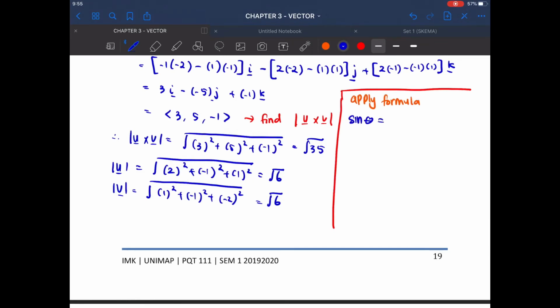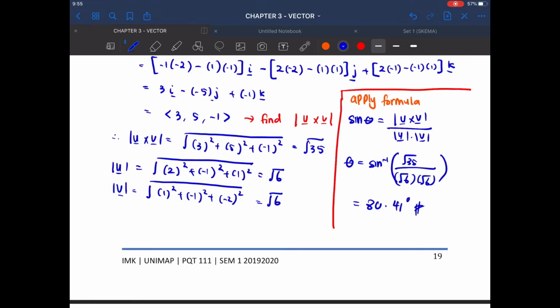Sine theta is equal to magnitude of u cross v divided by magnitude u multiplied by magnitude v. So theta is equal to sine inverse of the magnitude of u cross v, square root of 35, divided by square root of 6 multiplied by square root of 6. So the answer will become 80.41 degrees. So this is the angle between vector u and v, whereby we are using the formula of cross product.